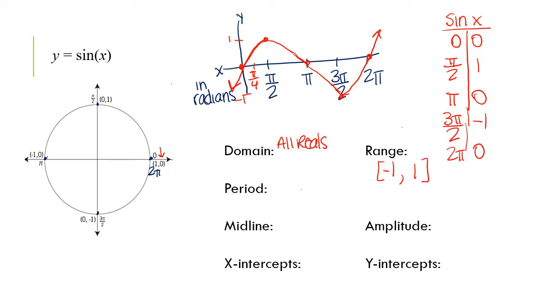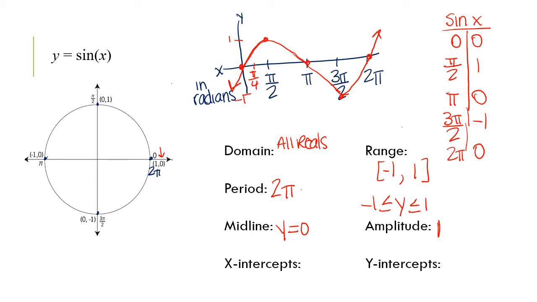Now you can write it in the brackets, like we have here, or you can say that y has to be greater than or equal to negative 1 and less than or equal to 1. Either one of those will work. The period is the horizontal distance it takes to complete one cycle, and that was 2 pi. The midline is that halfway point on the graph, so y equals 0. Remember that it's a horizontal line, so you have to write it as y equals. Amplitude was the distance from the midline to the max or to the min. So our amplitude here is 1.